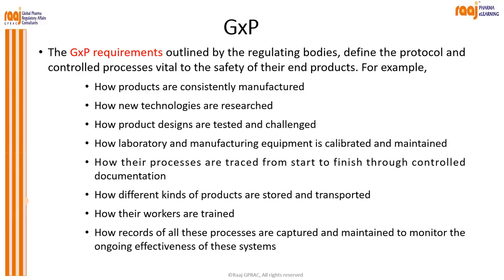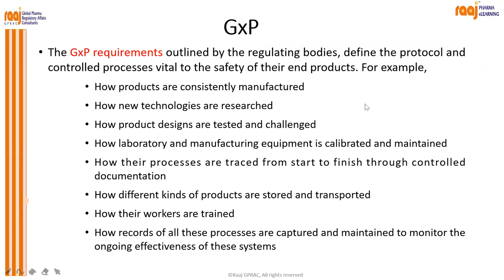So wherever you go, quality, safety, efficacy, these are the three important parameters which we have to follow when we manufacture either API, formulation, medical device, or any kind of product, which should be safe. Safety is a major concern which we have to really look into. So I have given some examples, like how products are consistently manufactured. We have to see through the GxP system how we can manufacture a product which gives a consistent result.